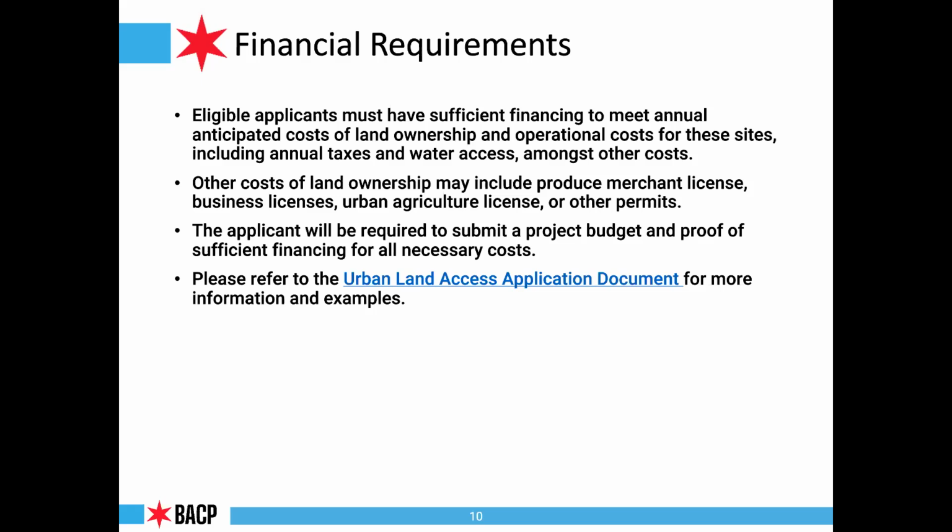There can be other costs to ownership and maintenance of the site, which would include things like licensing, different types of merchant licenses or business licenses, in addition to the urban agriculture license or other permits as needed for where the site is located. The applicant needs to make sure that they submit a project budget and proof of sufficient financing for all necessary costs. And if you have questions about what that looks like, this document that is on the Urban Land Access Application website for BACP, if you Google BACP Urban Land Access Application, you should be able to pull up this document from our website that gives you information and examples about what this looks like.